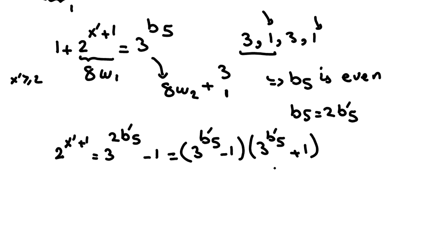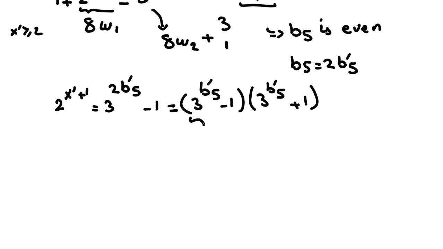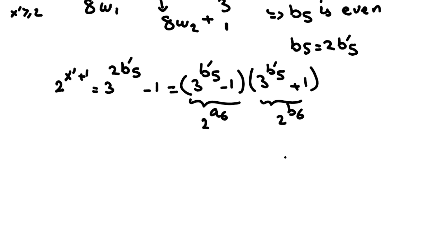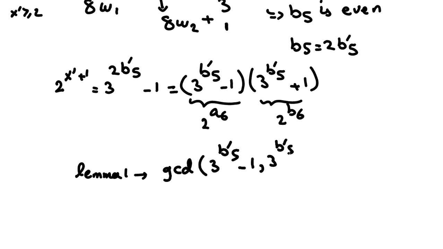Now, because the product of them is 2 to the power of something, you can say it is 2 to the a6 and 2 to the b6. Their difference is what? Their difference is 2. So it is like lemma 1. Their GCD is what? Like lemma 1. The GCD of these two numbers, because their difference is 2, can be only 1 or 2.